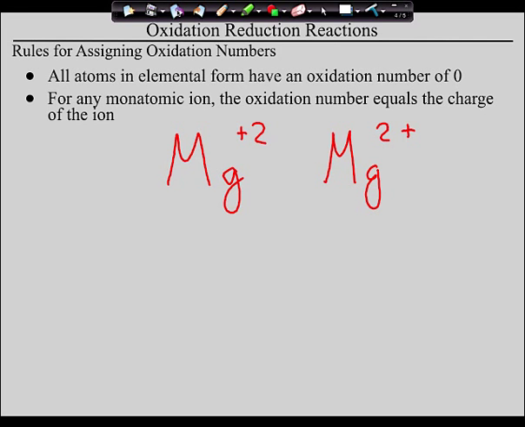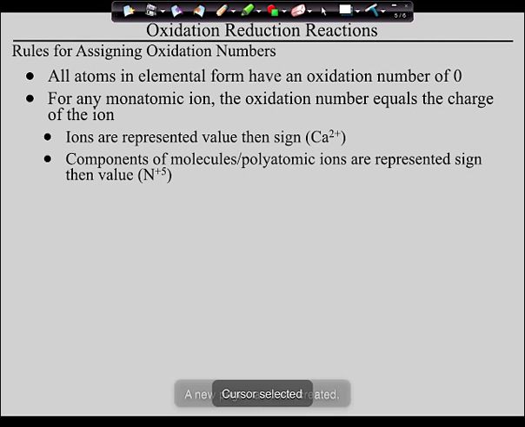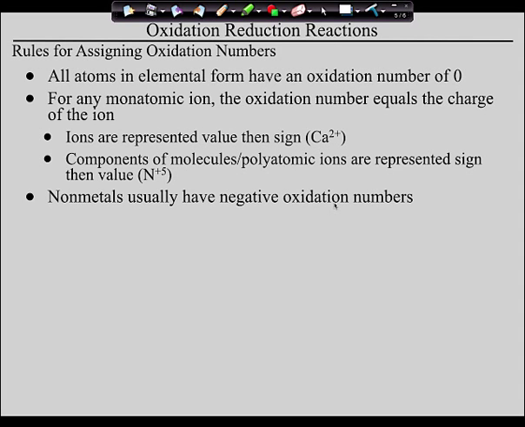Okay, so with all of that said, now you don't need to write down this, because that's exactly what this is talking about. Okay, so ions are represented as charge then number. Molecules and sharing are number and then charge. Or charge then sign, sign then charge. Okay, number 3. Nonmetals tend to have negative oxidation numbers. That means they take them in.